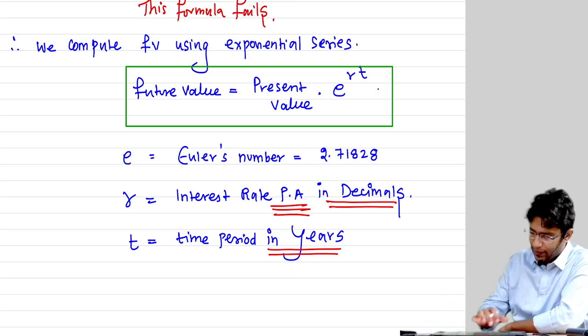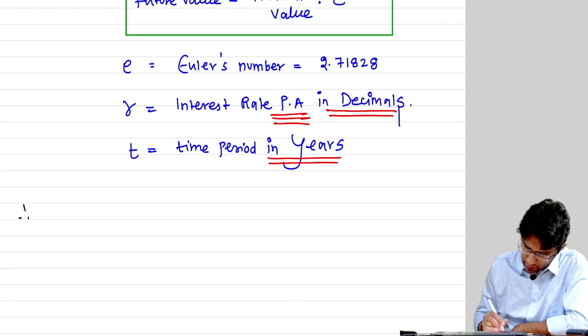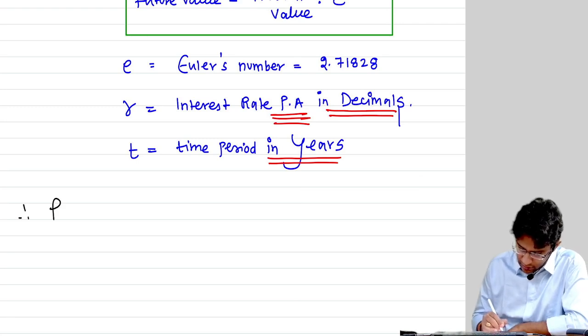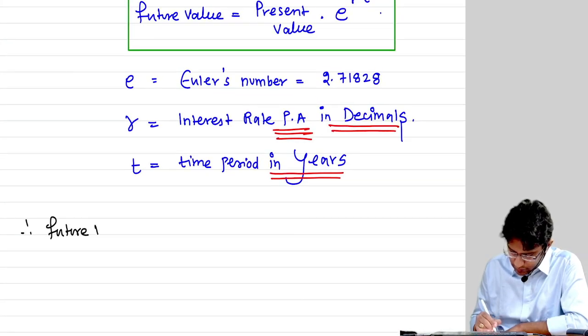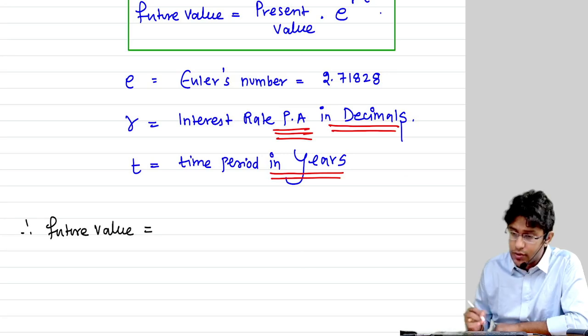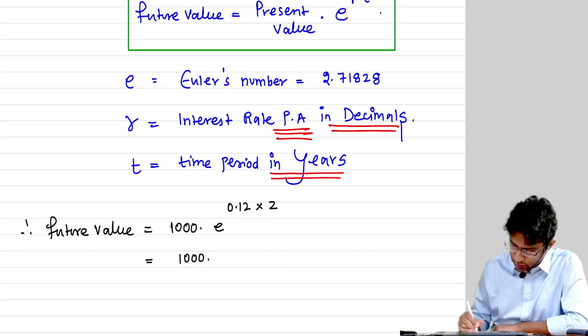Now, let's apply our case story here. So, future value is equal to 1000 into e power R. R is how much here? 0.12. What is T? How many years? 2 years. So, which means it's 1000 into e power 0.24.